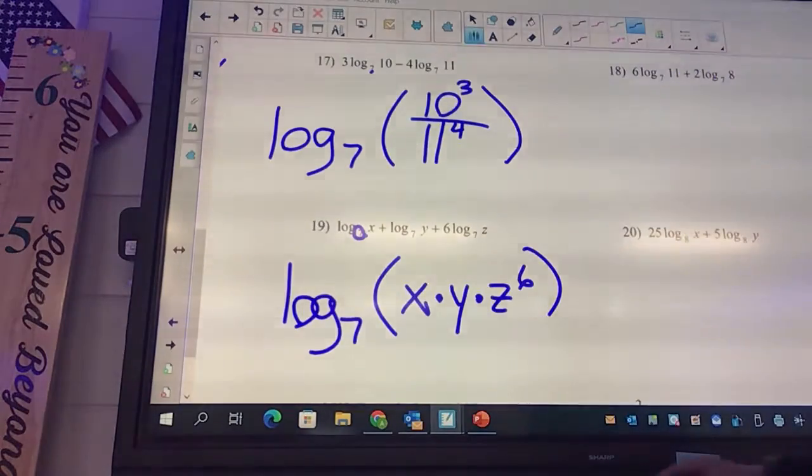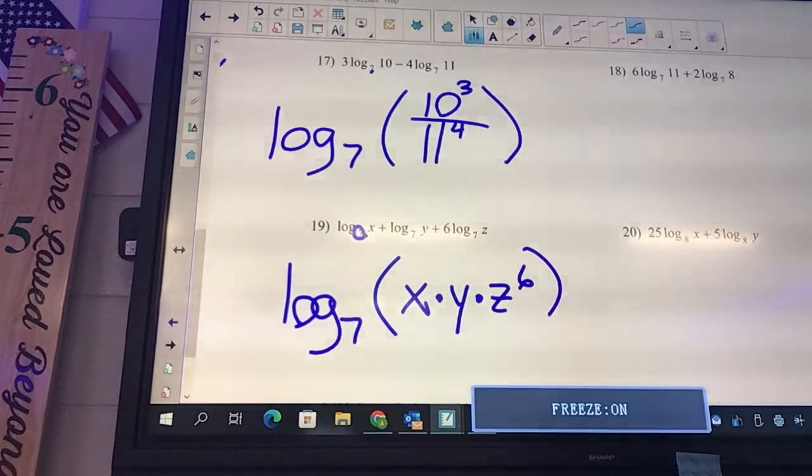You guys got 10 of them to do. Go through, get them done, and then put your paper in the box back there.